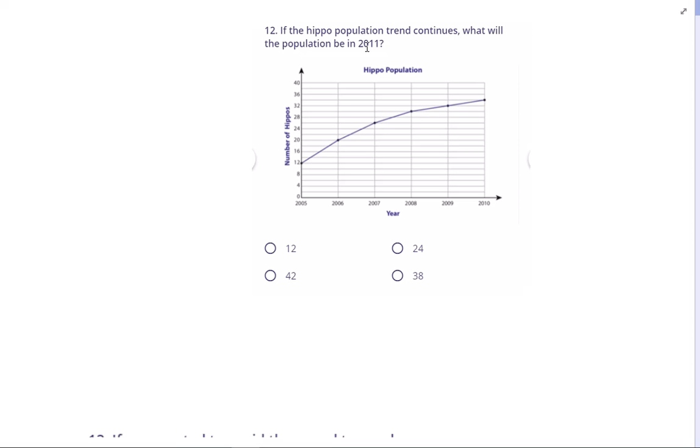What would you expect it to be in 2011? You'd expect it to be a little bit more than 34. That's too much. 42 is too much. That's gone backwards. That's gone backwards. The best answer to choose would be 38.